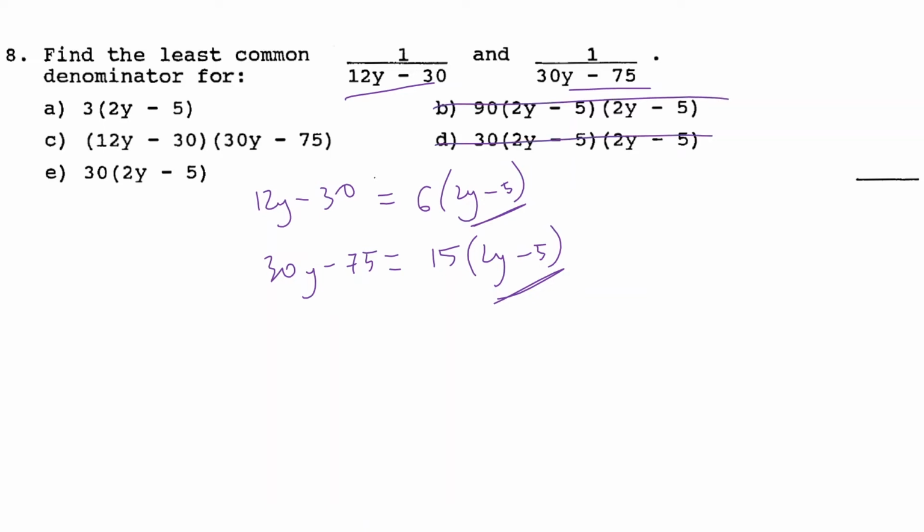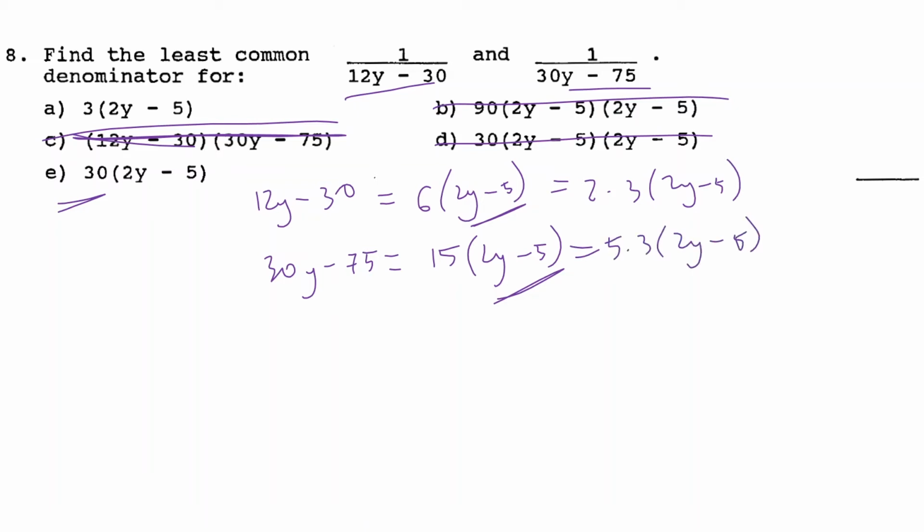B's out. D's out. This one is out. Some crazy stuff right here. So it's either A or E. We can already see that it's E, but let's just double check. So that's 2 times 3 times 2y minus 5. This one is 5 times 3 times 2y minus 5. So I'm taking this one, and then I'm taking 2 and 5. So 2 times 3 times 5 times 2y minus 5, which is equal to 30 times 2y minus 5. The answer is E.